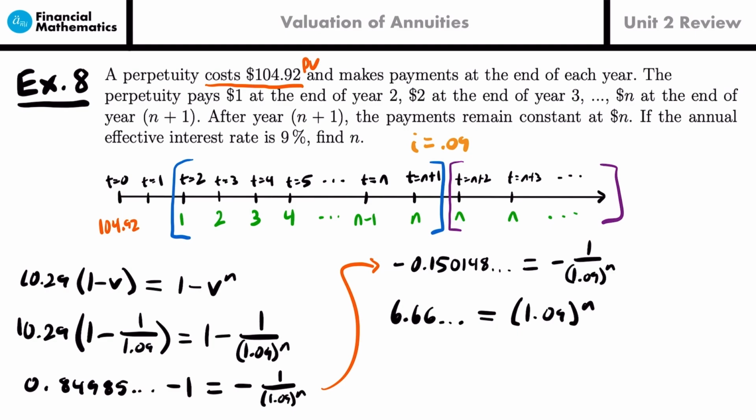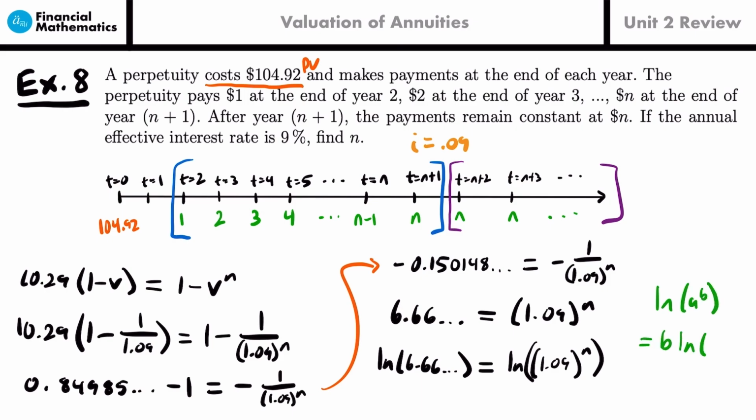We'll take the natural log of both sides of the equation, and we'll have the natural log of 6.66 and some more decimals, and that will be equal to the natural log of 1.09 to the power of n. But remember, the property of logarithms is that if you have the natural log of a to the power of b, that's equal to b times the natural log of a. You can move that exponent to the outside. So let's do that here. I'm going to rewrite this to be n times the natural log of 1.09.